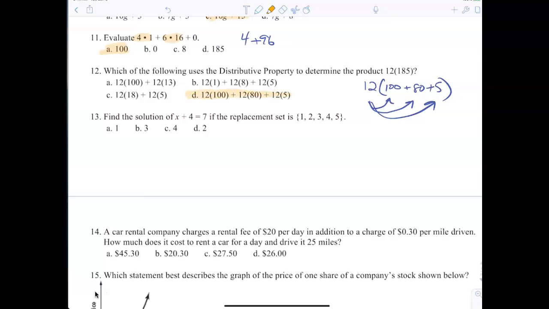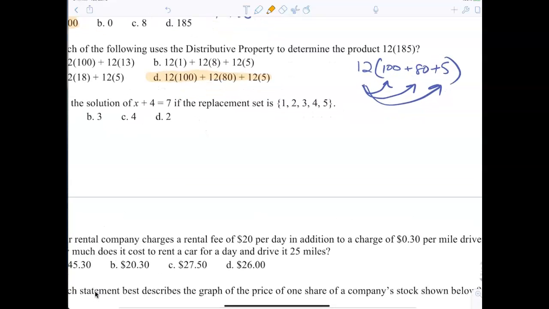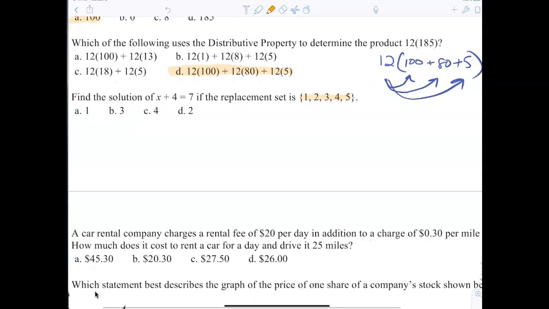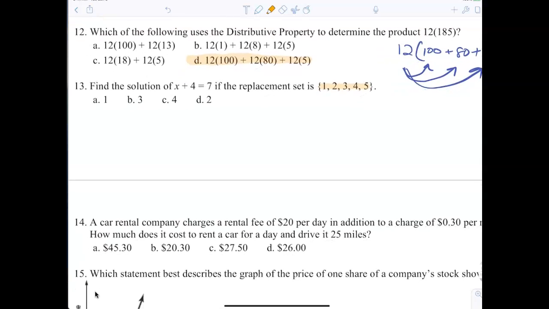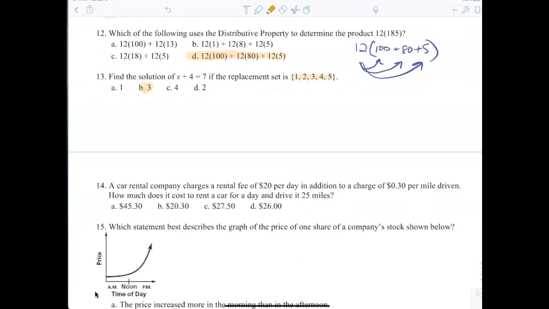All right. Find the solution. Now, what this is saying is your only possible answers are what? 1, 2, 3, 4, 5. That's all that's saying. Let's say our answer was x equals 10. Would there be a solution? No, because 10 is not in the solution set. So in this case, we already automatically know the answer was just what? 3. All right. Here we go.